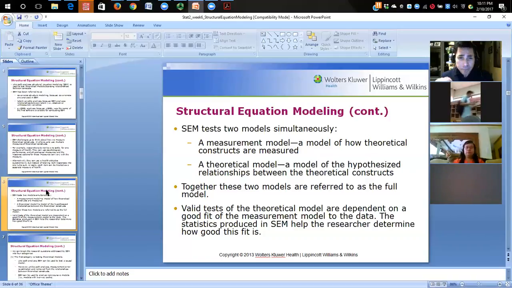So SEM is an advanced statistical analysis that requires that all of the constructs are already measurable by a valid and reliable tool. In exploratory factor analysis, you are trying to develop the tool to measure the construct. So that's really very important.